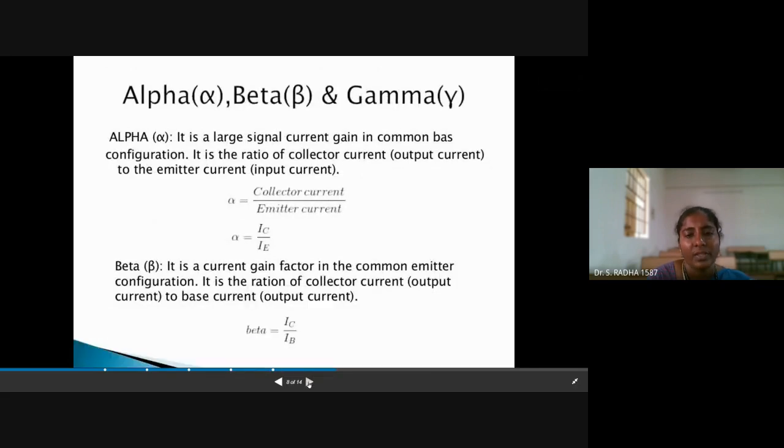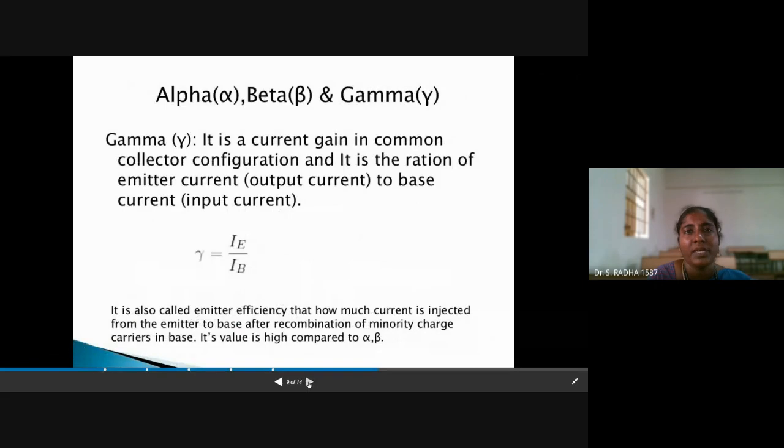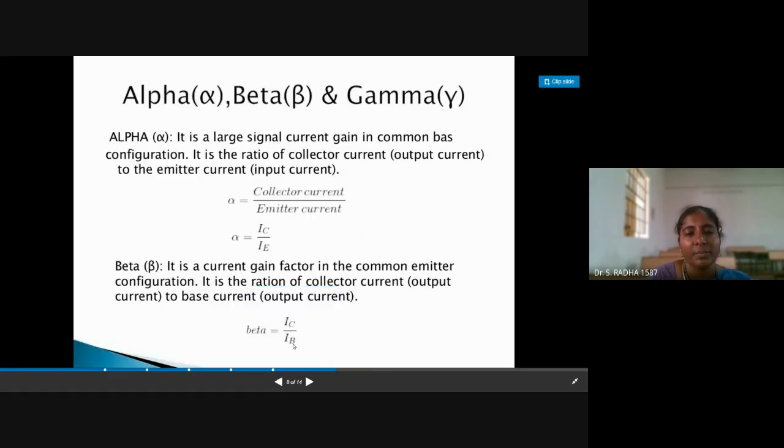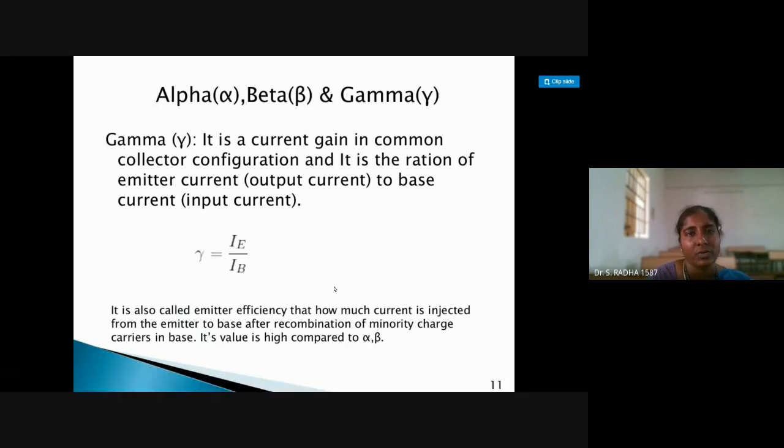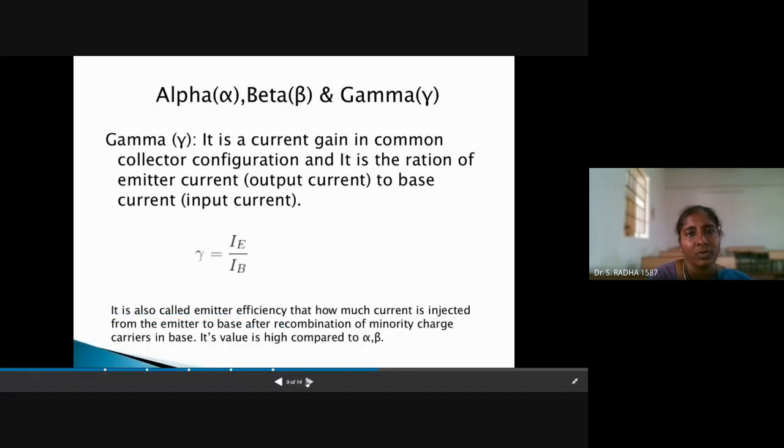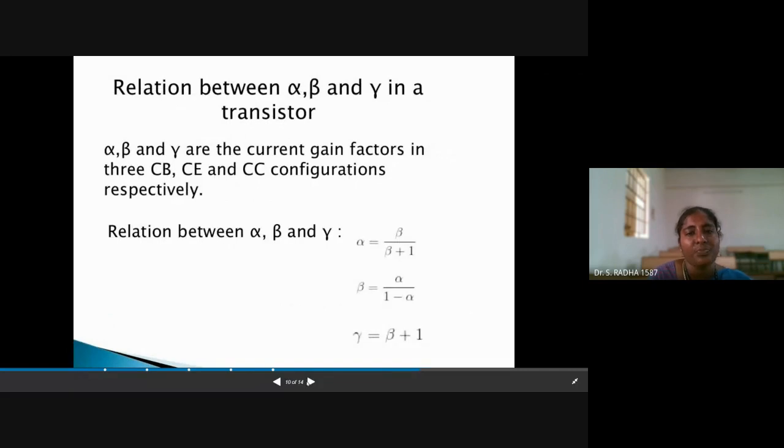Then beta means in the common emitter it is called beta. IC by IB, output current by input current. In the common collector, output current by input current is IE by IB. These are the current gains in common base, common emitter, and common collector configuration. Now, this is the relation between alpha, beta, gamma in problems in the theory. You may get small problems based on this.